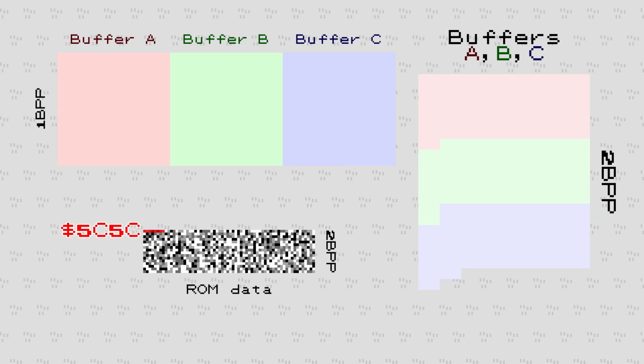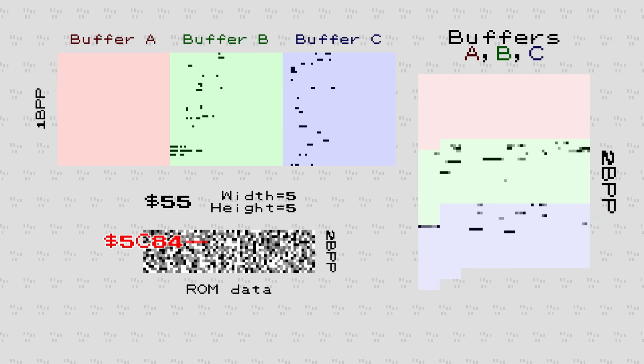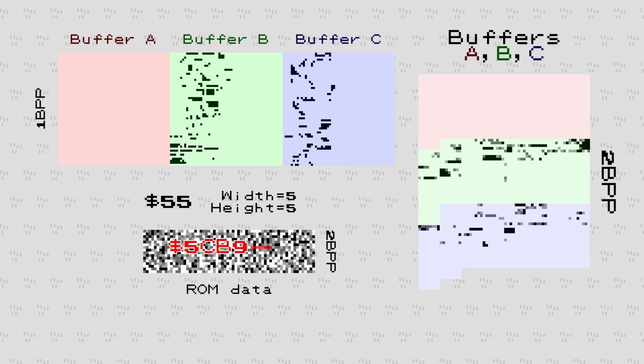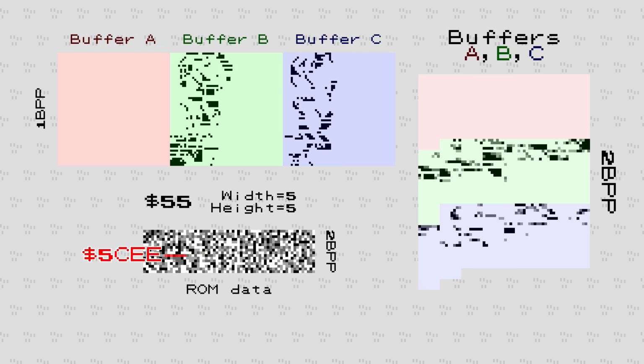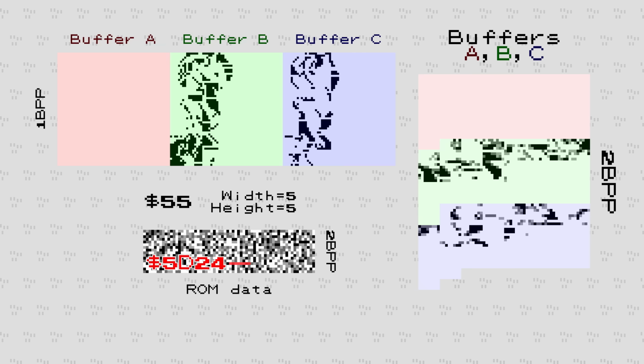single byte that holds the bounding box size was reserved. Then, the 2 bit planes were decompressed into buffers B and C. The method here involves several steps, but it's pretty complex and out of the scope of this video, so we'll just skip to the part where the graphics data is decompressed and in the correct format here.